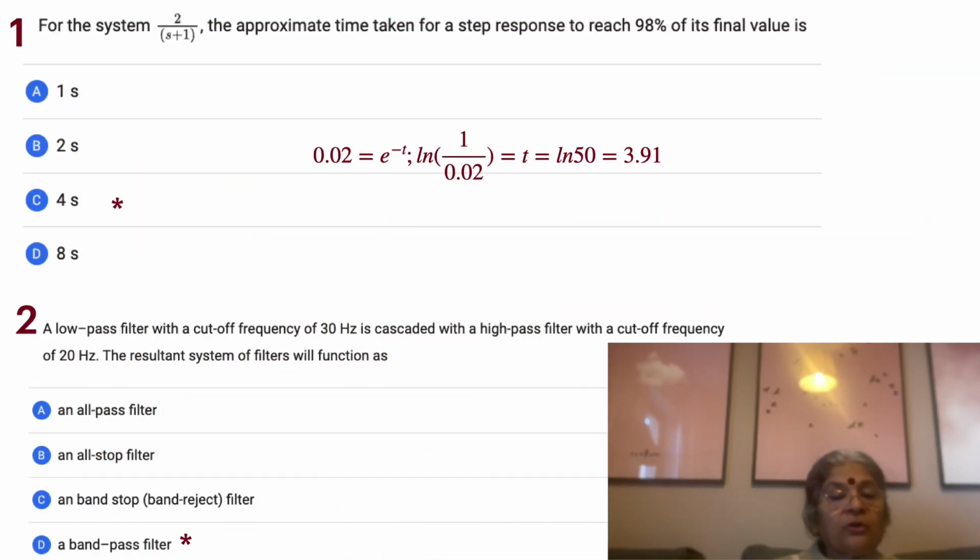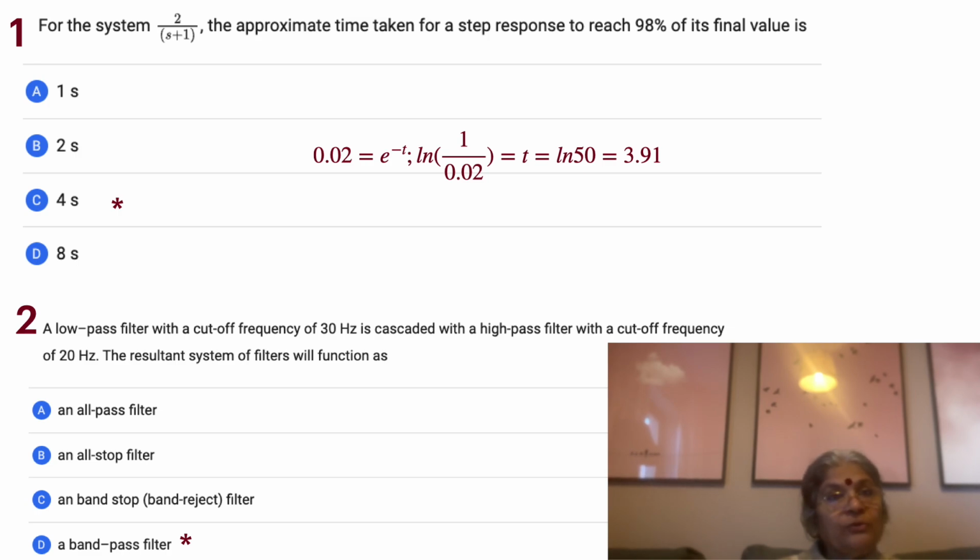How do you do it? Take the natural logarithm on both sides. So we take the natural logarithm of 1 by 0.02, because you would prefer to have 1 by e raised to minus t, or e raised to t. The natural logarithm of e raised to t is t. So t is equal to ln of 1 by 0.02, which is ln 50, equal to 3.91. From amongst the 4 options, the approximate time is asked. So 3.91 matches option C, or 4 seconds, most appropriately.